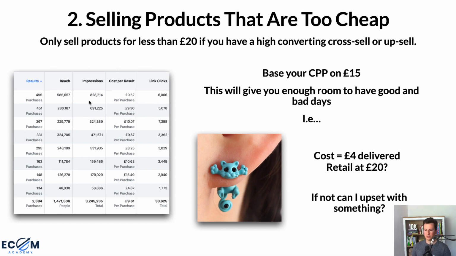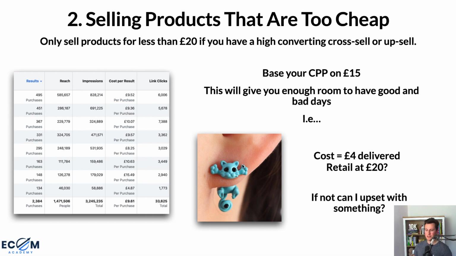You can see across these half a dozen or so ad sets, my average cost per purchase is £9.61. Your results may be better than this, they may be worse than this, but my recommendation is to base your cost per purchase on £15. This way it will give you enough room to have those good days and bad days, and overall on average it should work out profitable for you.